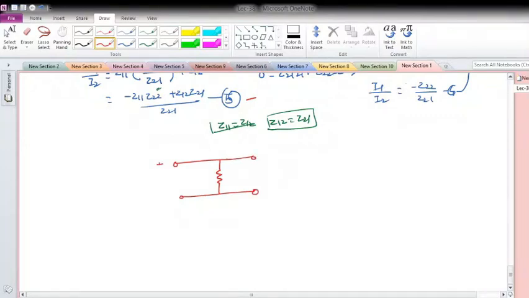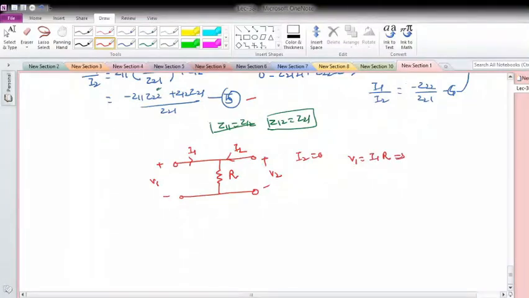Okay, so we have V1 and I1, V2 and I2, and suppose this is R. First, what is to be done? I2 has to be equal to 0. If I2 is 0, then what will happen with V1? V1 will become simply I1 into R, right?